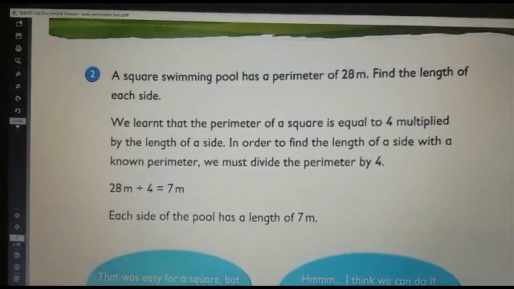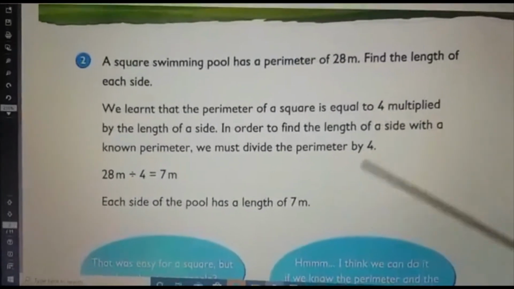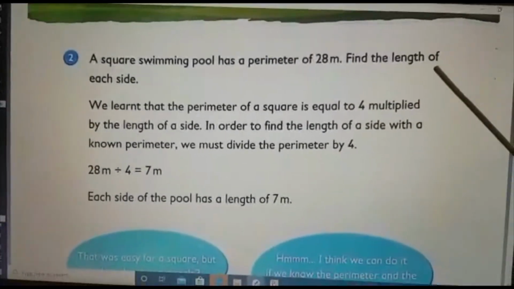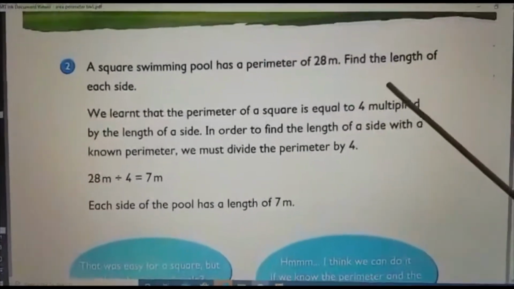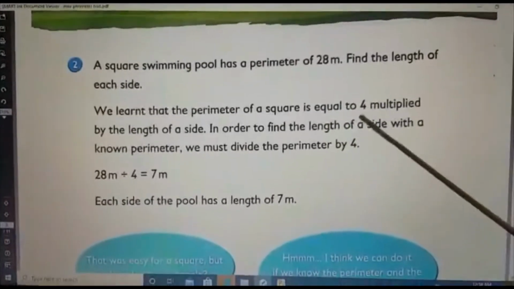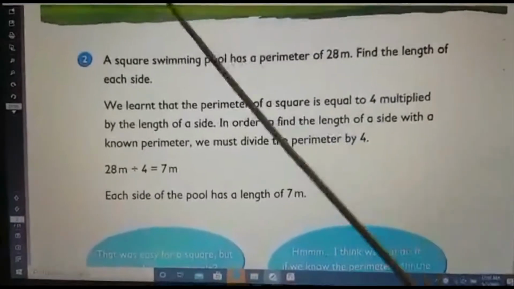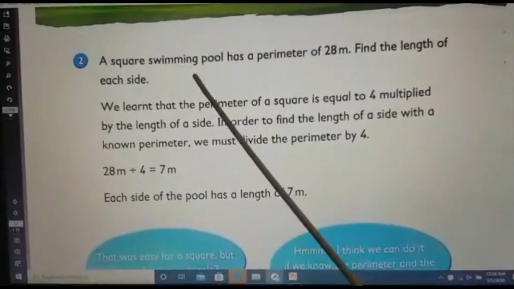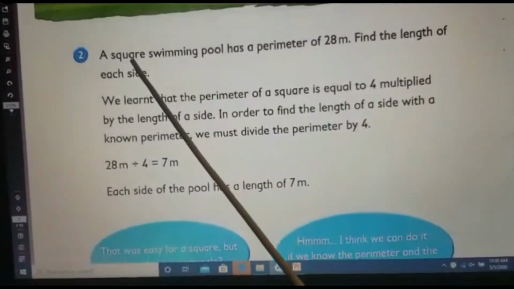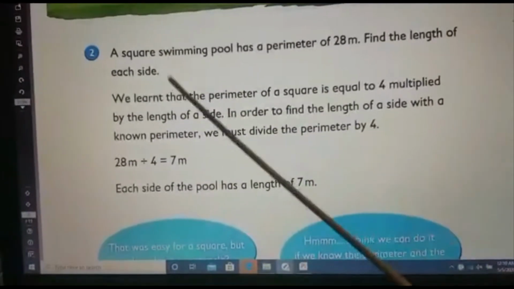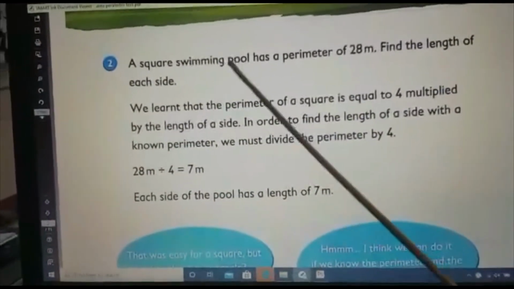Okay. In this student book, there are explanations for different types of word problems. So first you read the question, and I am explaining the answers also. So please listen here. Please try to understand this. Okay. So what's the next question? A square swimming pool. It is a square. For square and rectangle, the area and perimeter equations are different.